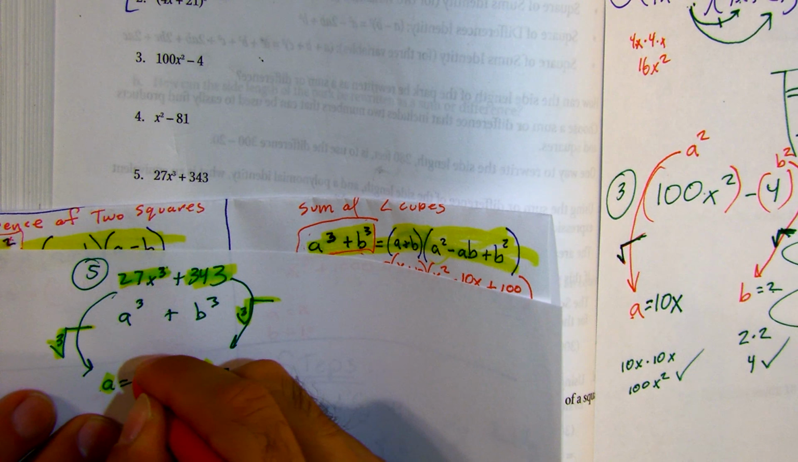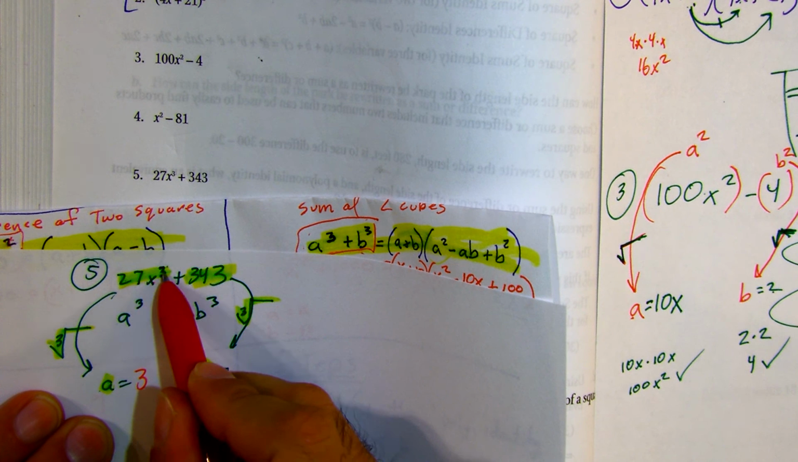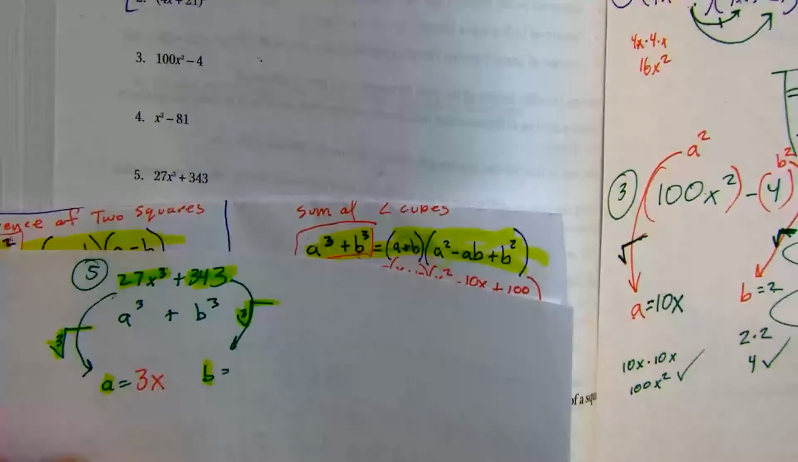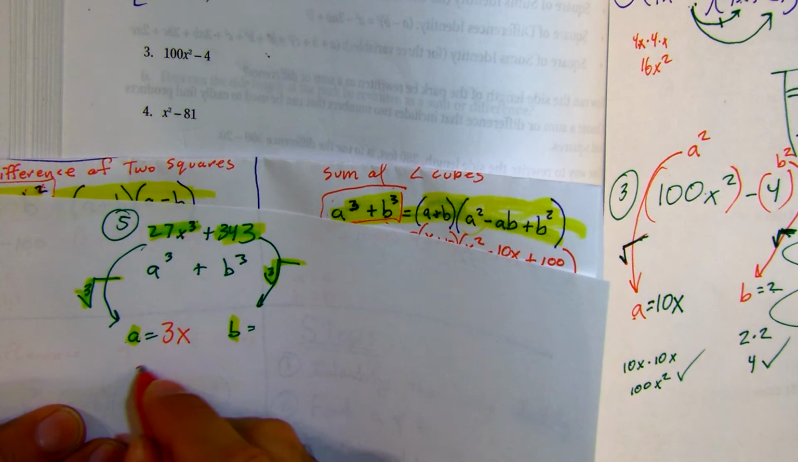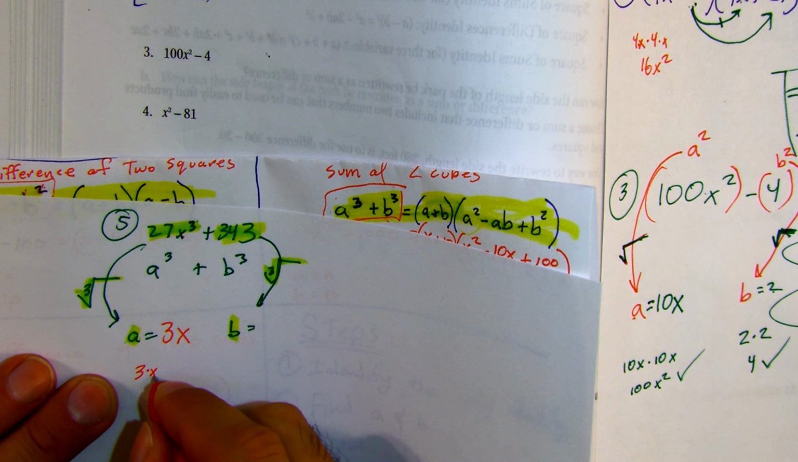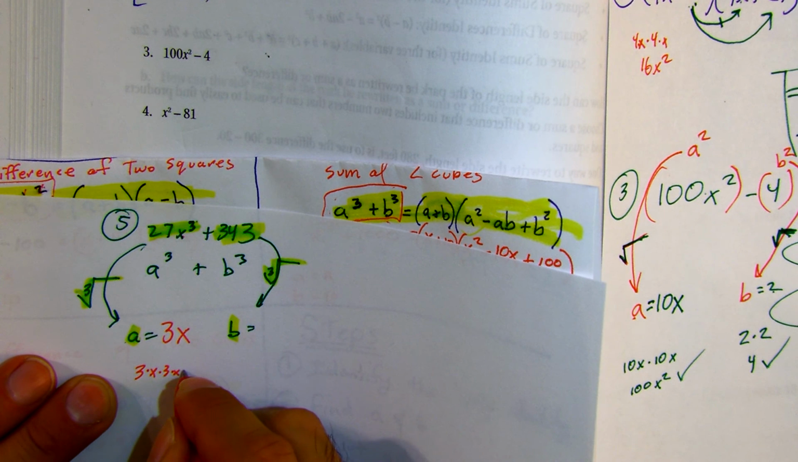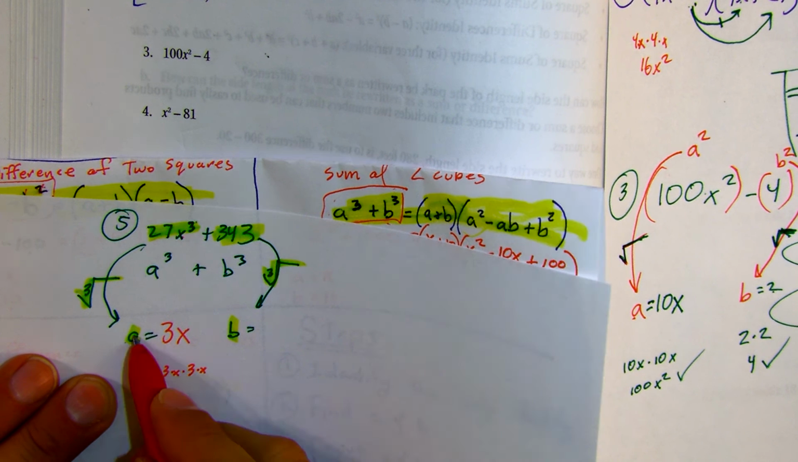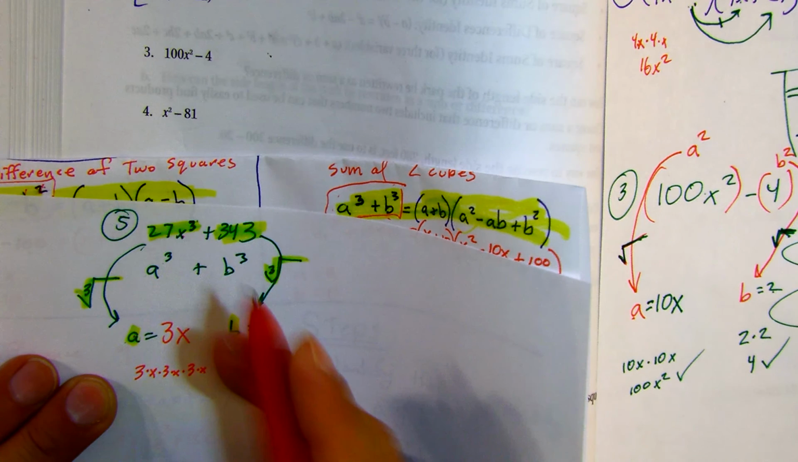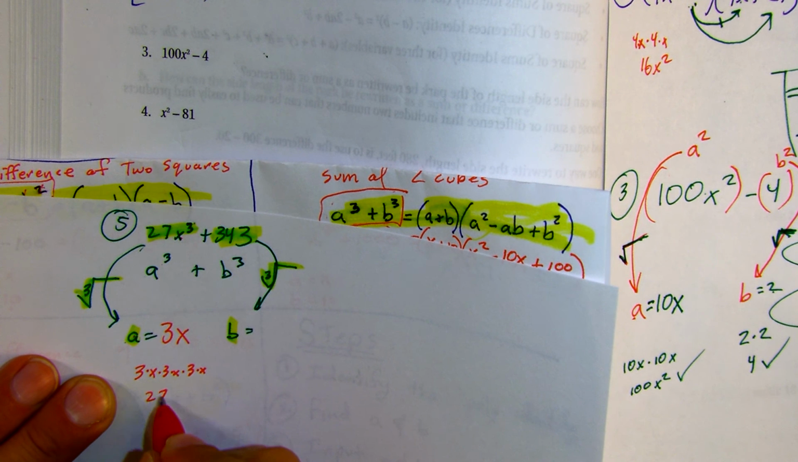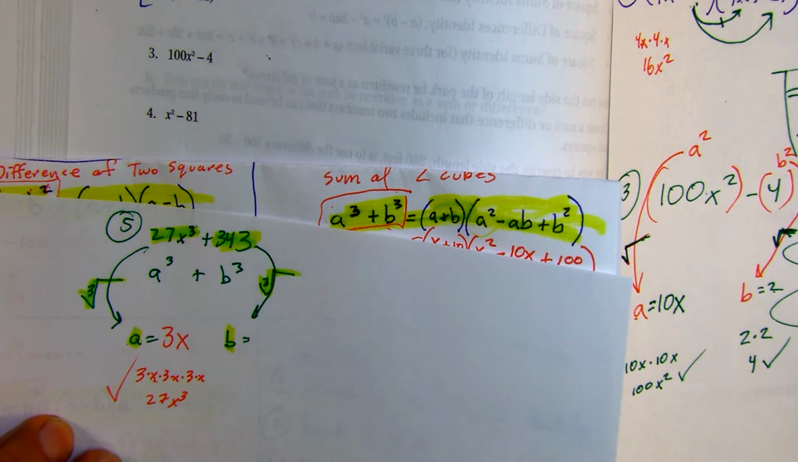When we take the cube root of x to the third, we get x. And I could double check this. Does 3x times 3x times 3x, if we took a and cubed it, get us back to where we started? 3 times 3 times 3 is 27. x times x times x is x to the third. So yes, we did it right. You can always check yourself right there.